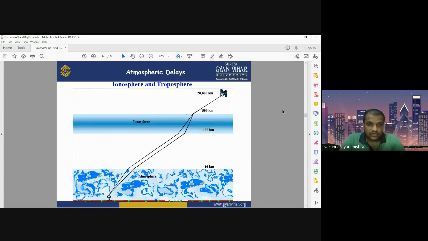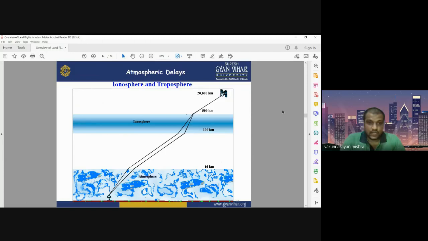So when the GPS signal coming from the satellite enters the atmosphere, it has to travel through the ionosphere and troposphere. The density of the ionosphere, the concentration of electrons in the ionosphere, affects the travel time. If it is a highly dense ionosphere, then definitely it will take more time to reach the Earth's surface, because it has to travel more distance. If the ionosphere has less density, the GPS signal can easily pass through it.